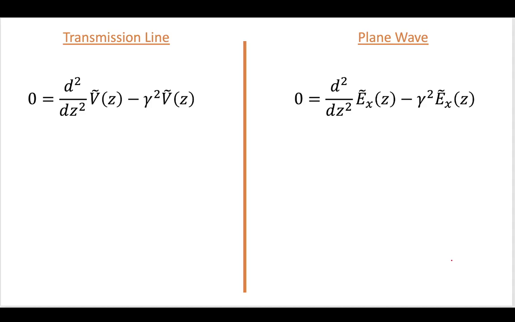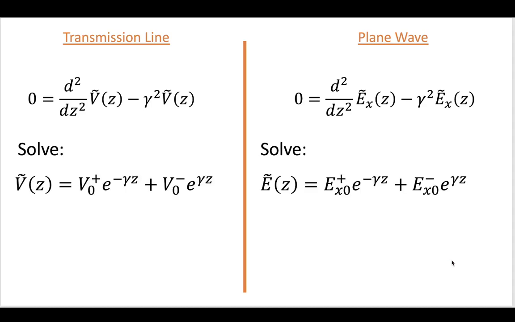In fact, they even have that same gamma constant. And we know that the solutions are going to be the same. Okay, so we have a forward traveling wave and a backward traveling wave for each.